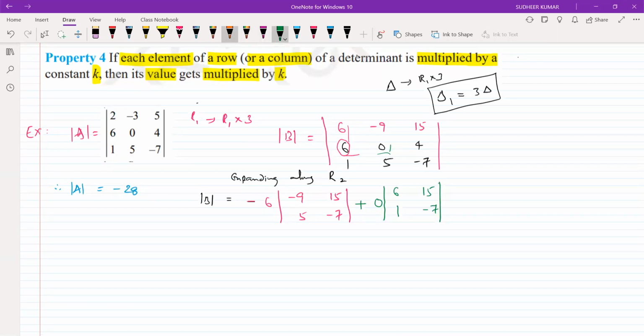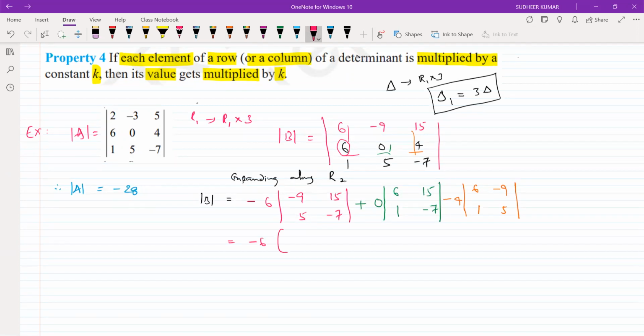And the next one, what sign is required? Minus, alternate signs: minus, plus, minus is required. Minus 4 times, delete this row and column. So the remaining elements are 6, minus 9, 1, 5. That's it now.